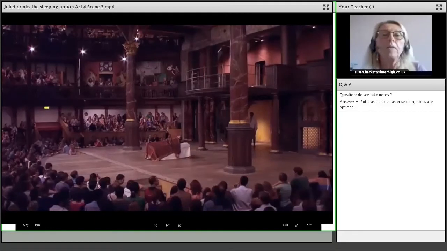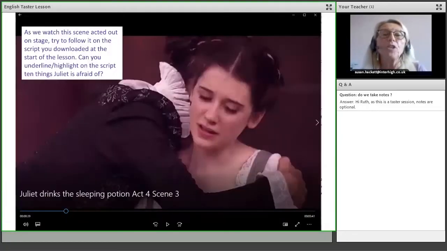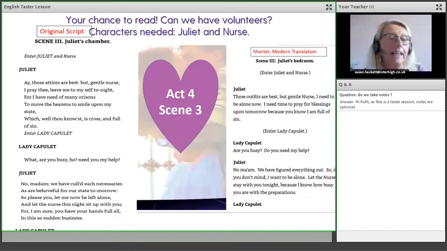Okay, right. So, did you manage to come up with 10 things? It's very difficult when you haven't read this before, but we're going to read it together now as a script. It's a short scene that we've just seen. Juliet is about to take her sleeping potion. We've just seen it acted out on stage, and we need two characters. We need somebody to read the part of Juliet, if we have any volunteers, and somebody to read the part of the nurse.